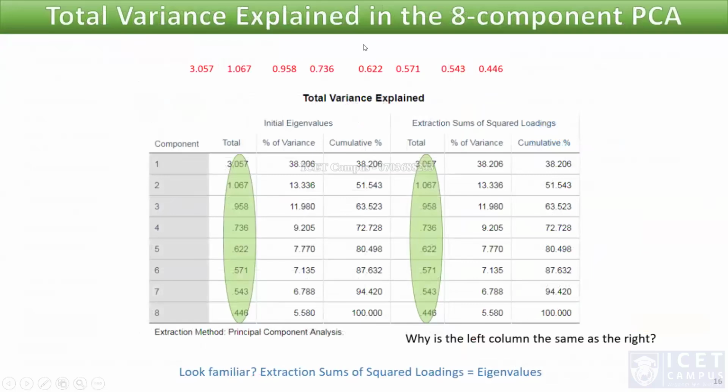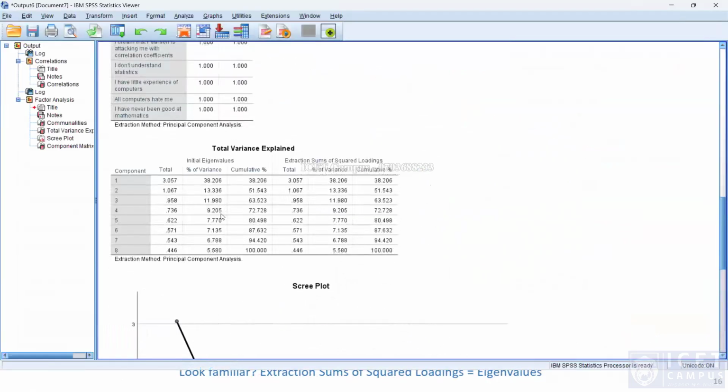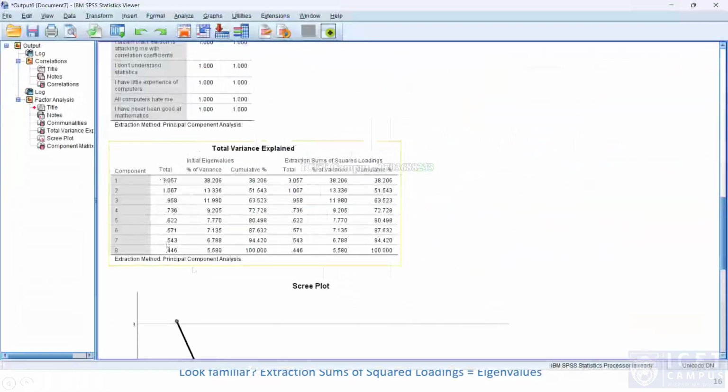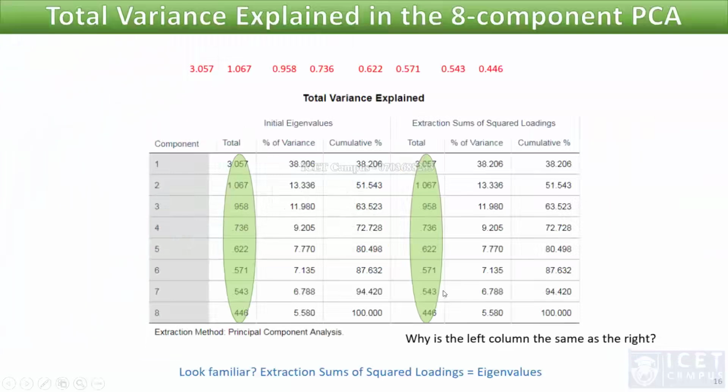Second one is total variance explained, for the 8 components in the factor analysis. You can see the total variance explained here. The initial eigenvalues have not changed after extraction, because we didn't use any rotation method. That's why the extraction sums of squared loadings are equal to the eigenvalues now, right? Same thing, because we didn't use any rotation method.